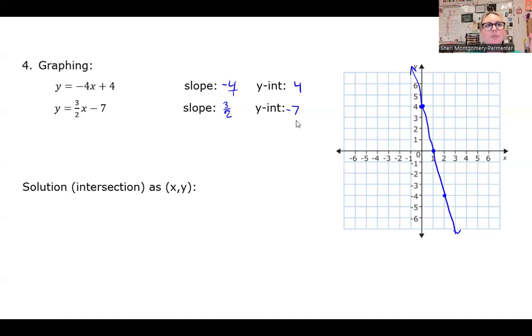My second line, the y-intercept is at -7. I'll do this one in green. The y-intercept is at -7. So I put a point down here at -7. This one, the slope is 3/2. So what do I do with the 3? Up 3 and then right 2. Bam, I already hit my intersection. Up 3, right 2. Up 3, right 2. And then I'm going to connect the dots again.